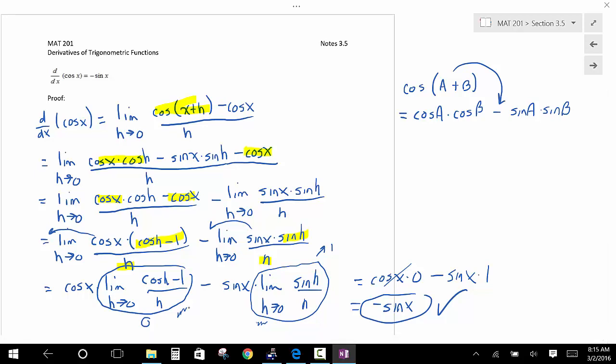Now, on the next page, I'm going to develop the rest of these. That would be the derivative of the sine and cosine. And you want to get these things memorized as fast as you can, okay? Derivative of sine is cosine. Derivative of cosine is negative sine.